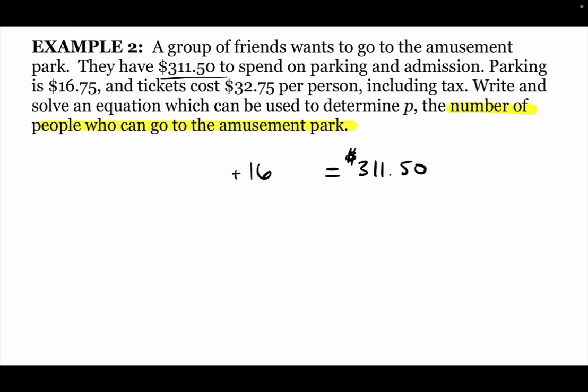So $16.75, that's not going to change. That's not going to change because it's only one car. What's going to change is the number of people who I can take, right? Because that can change, $32.75 is the rate per person. There's the equation. We built it. Solve it.